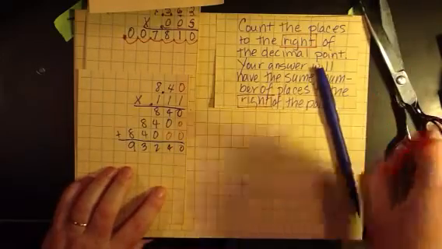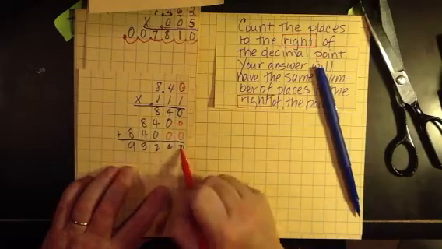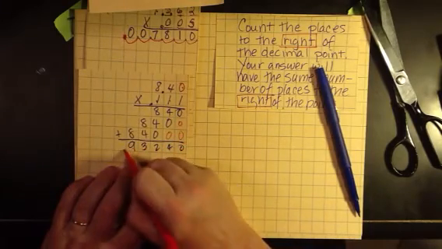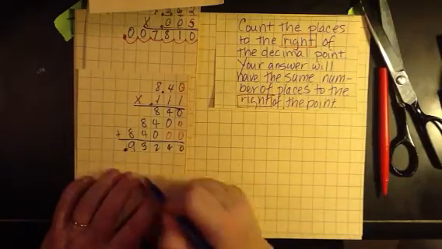So, how many did I have to begin with? 1, 2, 3, 4, 5. 1, 2, 3, 4, 5. There we go. So there's my answer.